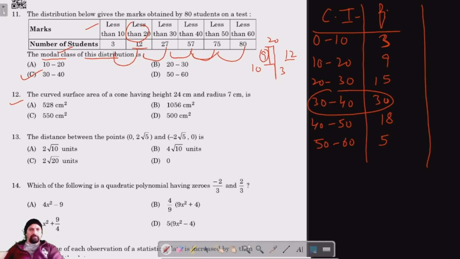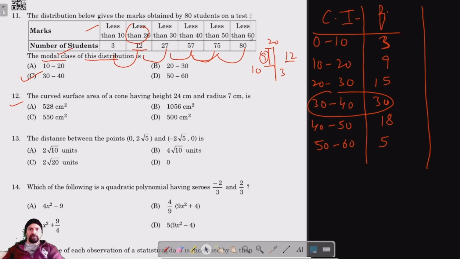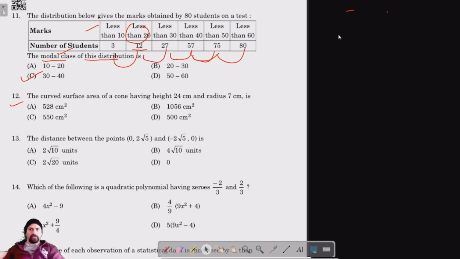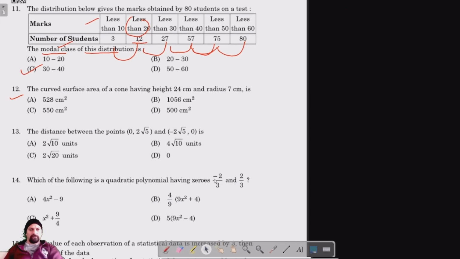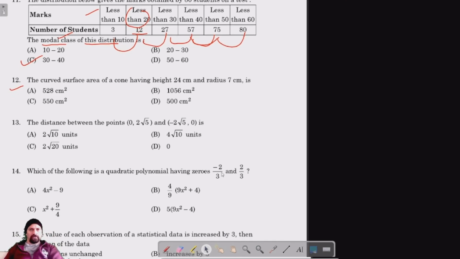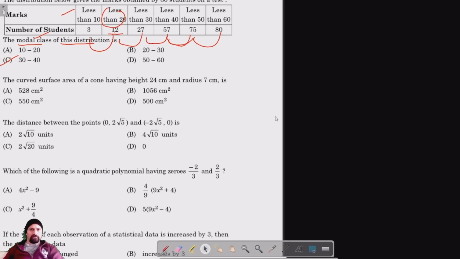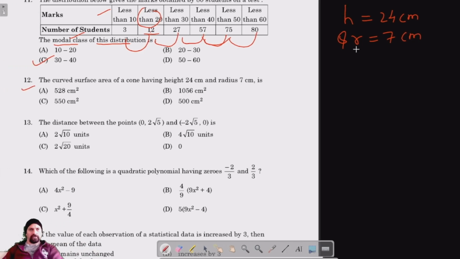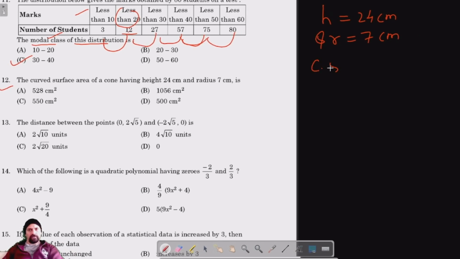And let's move on to question number 12. For question number 12, the curved surface area of a cone has to be evaluated. The height is 24 centimeters and the radius is 7 centimeters. Now the curved surface area of the cone, we all know, is given by pi r l. Pi is 22 by 7. We are going to take 22 by 7 because the radius is 7, so this gets cancelled with 7.